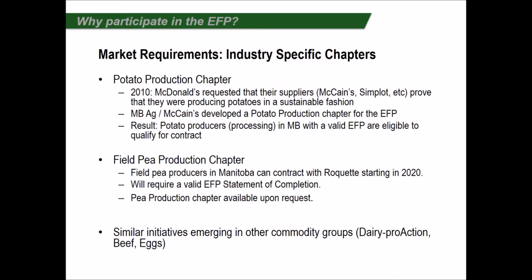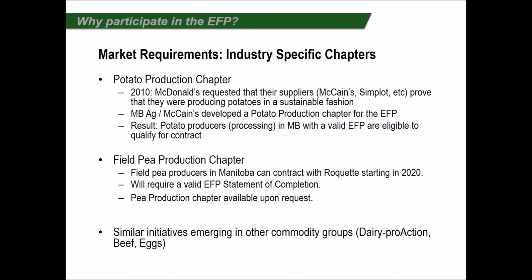Since about 2010, McDonald's requested that their suppliers, McCain's, Simplot, and Cavendish, prove that they were producing potatoes in a sustainable fashion. So Manitoba Agriculture at the time worked with McCain's to develop the potato production chapter to ensure that the content meets all of their standards. Any potato producers in Manitoba are required to have a valid EFP in order to qualify for a contract with McCain's, Simplot, or Cavendish. And so that has been going on since 2010.